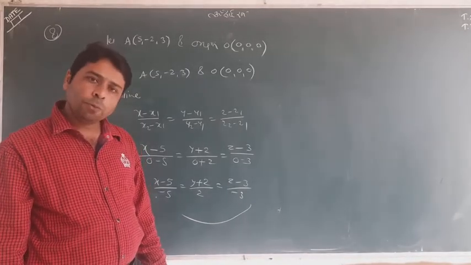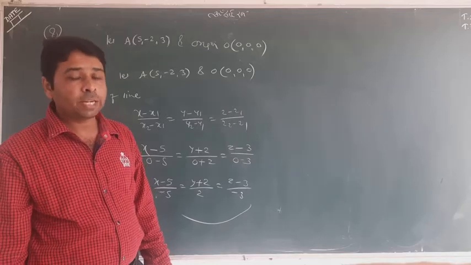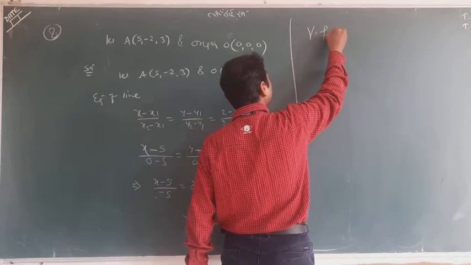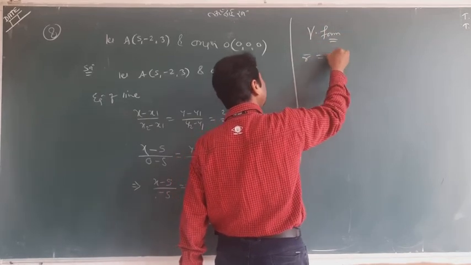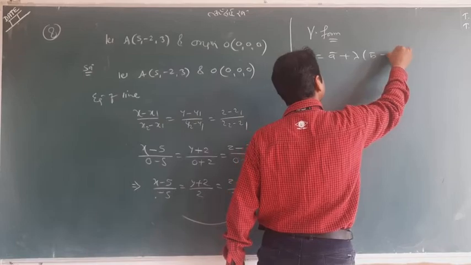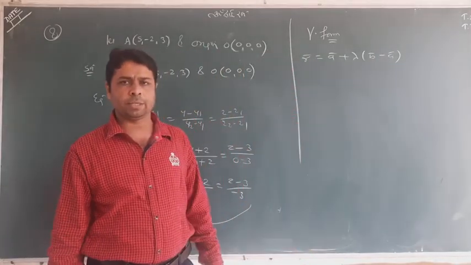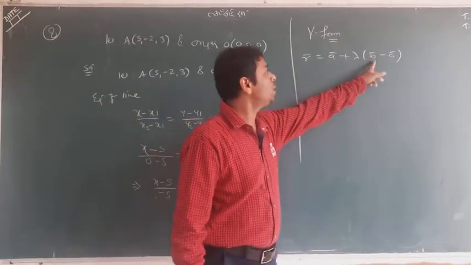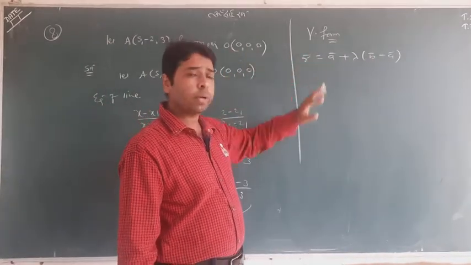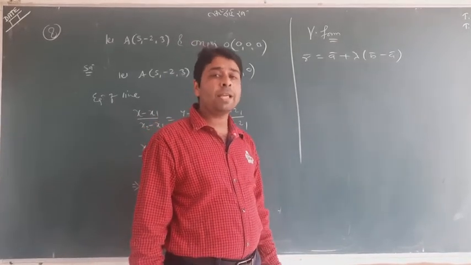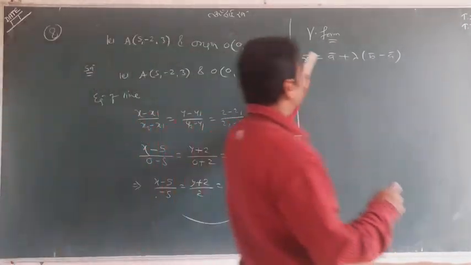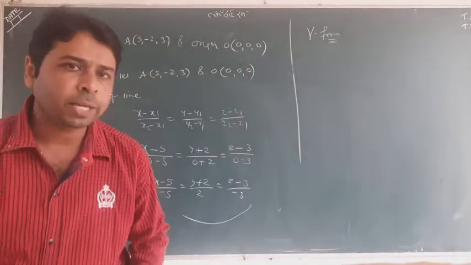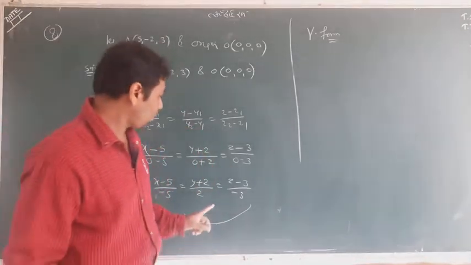If you want to find the vector form, I can give you a trick. You can use the vector formula r = a + λ(b - a). This is the two-point form, guys. Here a is the position vector of the first point and b is the position vector of the second point, and you can put them in and get the answer. But if you don't remember this formula and you have to find the vector form, don't bother about that. You already have the Cartesian form.